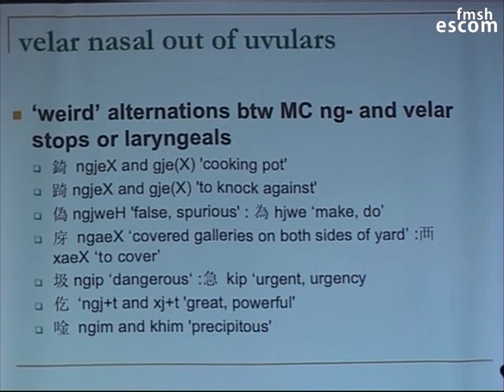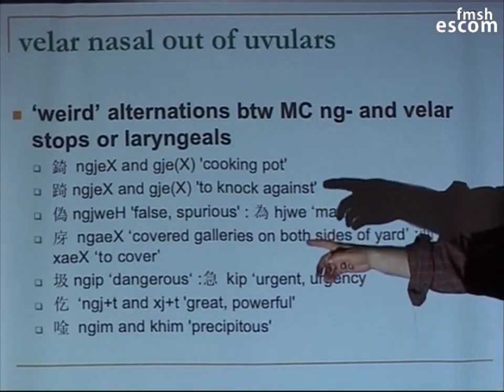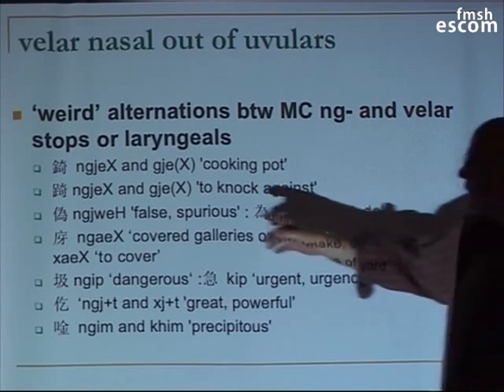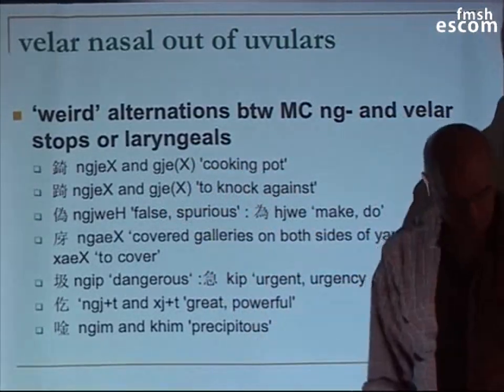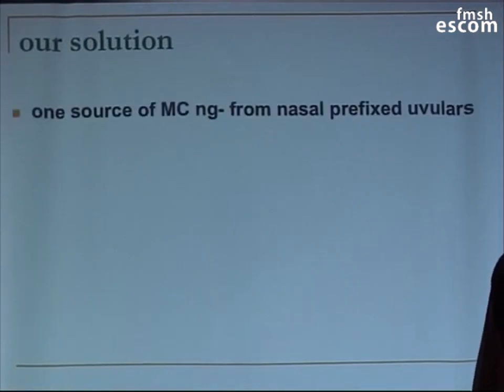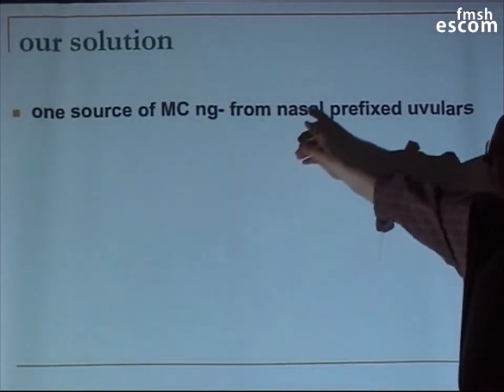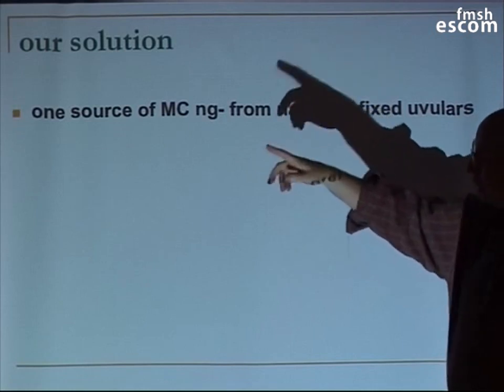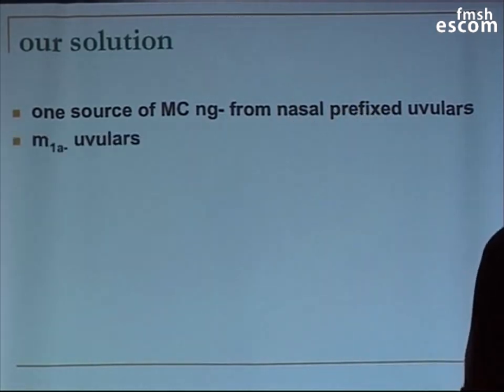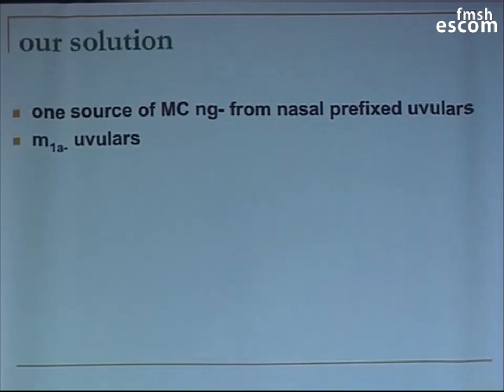So we think that this happens with uvulars, but not with velars. You will not get an ang out of a velar. You will get an ang out of a uvular. And when do you get it? When certain uvulars are prefixed with nasal prefixes, that will sometimes give you an ang. Examples with M1A. M1A, you will remember, is the volitional action prefix. So, sorry, this is not volitional.